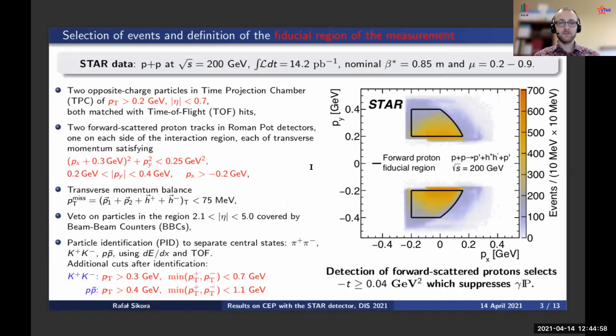I would like to move to physics so fast, so I will not describe the details of our selections. In general, we measured two central particles in the TPC and two forward protons in the Roman Pots, one on each side of STAR. And we placed some cuts on pT, on eta, and on transverse momentum components of the forward protons to stay in the fiducial region where we know our acceptances and efficiencies best, which allows us to reduce maximally the systematic uncertainties. What I want to highlight is the fact that the minimum pT of the forward protons that we measure is 0.04 GeV squared, which basically cuts off all the contributions from the photon-pomeron, which is also further seen by the lack of rho-0, for example, in the mass spectrum.